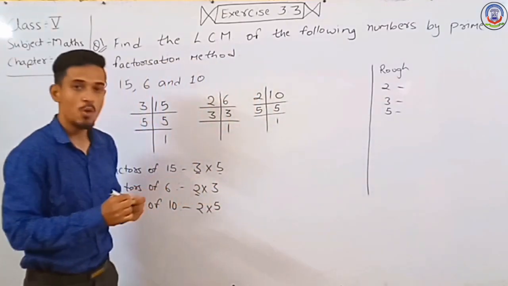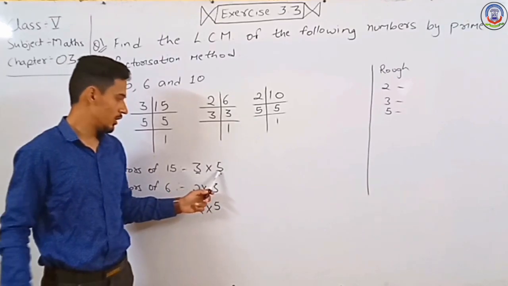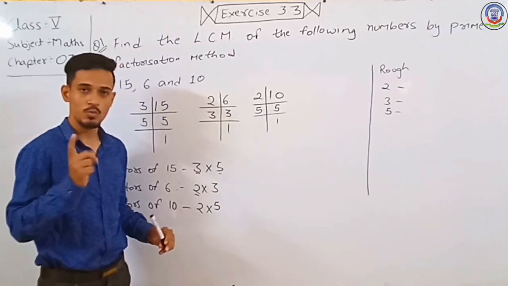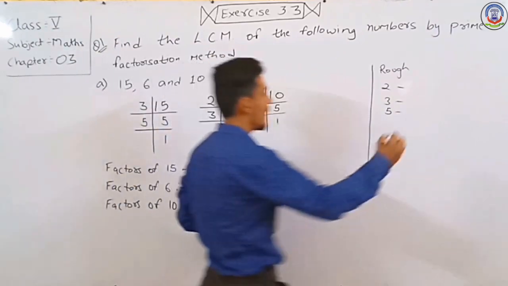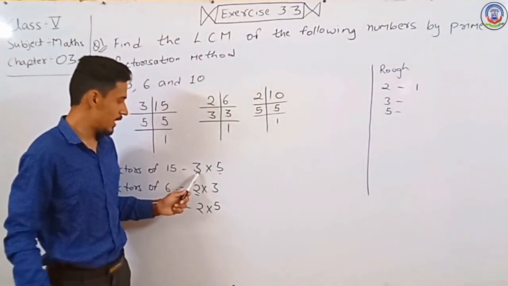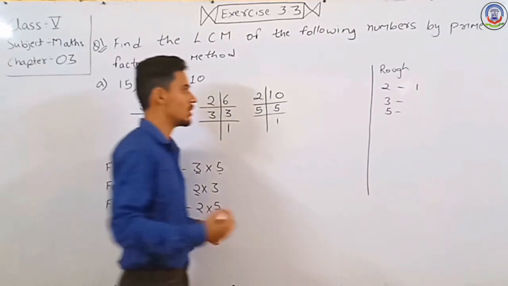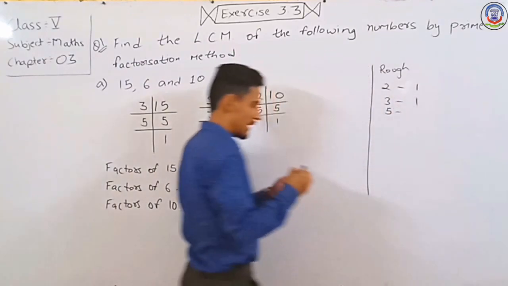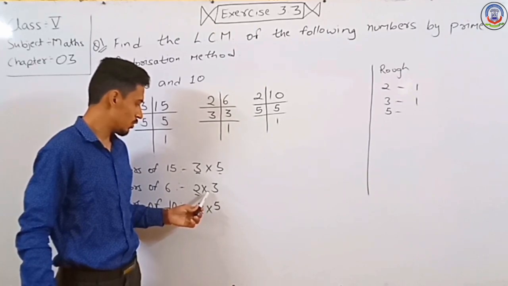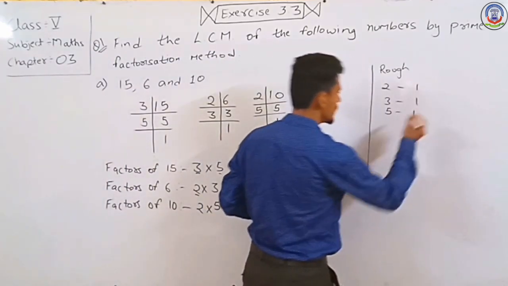Now we see how many times in a factor 2 is repeated. Here no, here 1 time, here 1 time. So maximum is 1 time when 2 is repeated. Next we have 3. So 3 here 1 time, here 1 time, here there is no 3. So it is also 1 time. Next we have 5. Here 1 time, here no 5. Next 1 time. So it is also 1 time maximum.